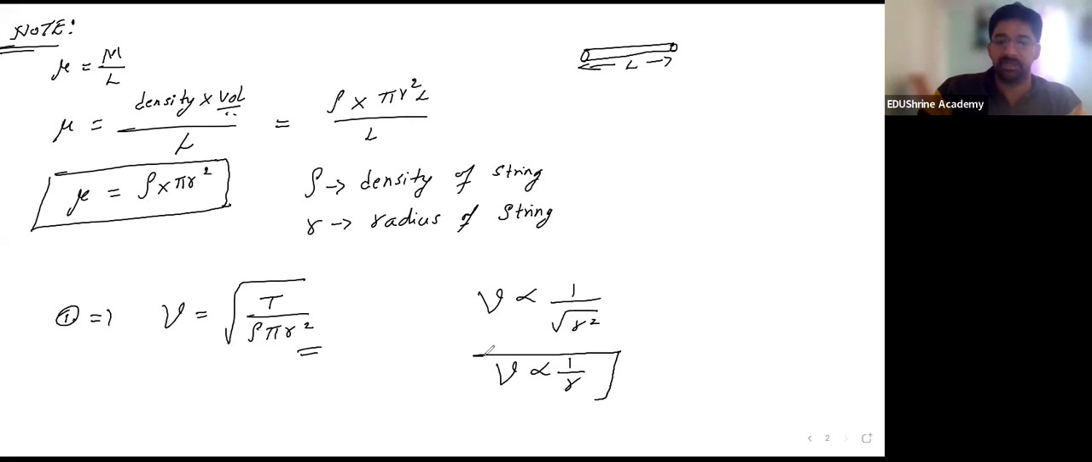What does it mean? R is the radius of the wire. So if the radius increases, the thickness of the wire also increases. As the thickness increases, the radius increases, and the speed in that wire or string decreases. So the wave travels with a lesser speed. This is the relationship between the speed of the transverse wave and the thickness of the wire.